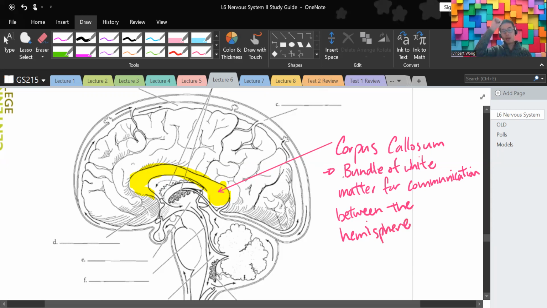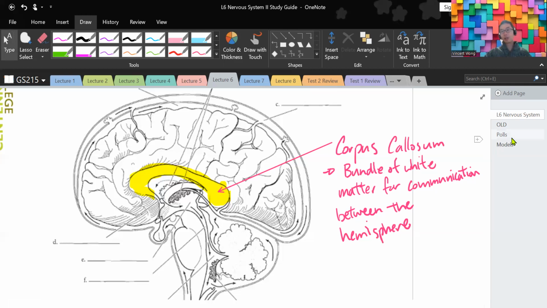Okay, you have two halves of the brain, right? Like right half, left half. They need to talk to each other, and they communicate through this bundle of white matter, which are axons, and it's called the corpus callosum. You can always see the corpus callosum in any brain that's cut in half along the middle.